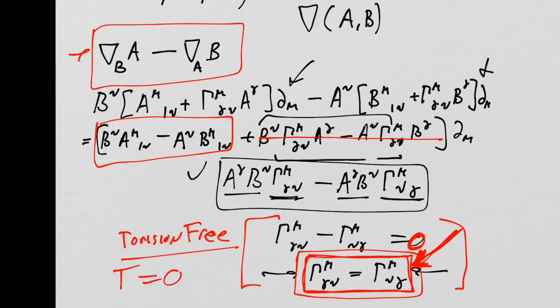So this thing here ultimately equals B nu A mu partial nu minus A nu B mu partial nu.